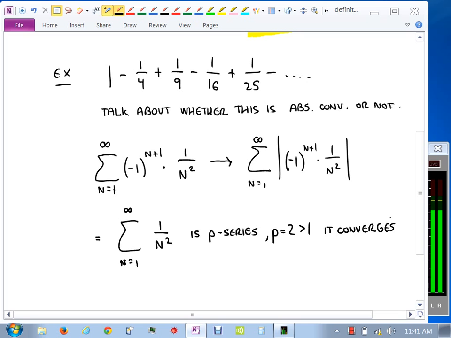Notice also, I'm not saying that this right here is equal to this, right? What I'm saying is, let's look at this and take the absolute value of what's inside. When I do that, that is equal to this, which is a convergent P series. So what can I say about whether or not this is absolutely convergent? Is that original series given to us absolutely convergent? Yes. Why? Because the absolute value of the series is convergent.